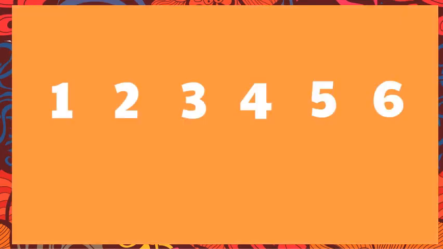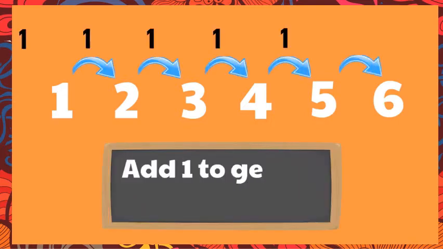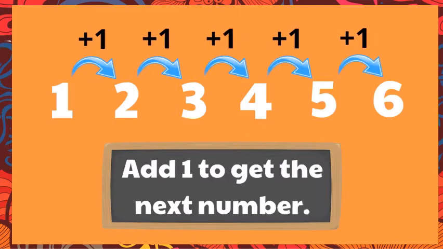All right, we have another pattern here. Instead of shapes, we have numbers in this pattern. The first thing we need to do is find out what makes this a pattern. Look at each of the numbers and see if you can see a pattern. What rule does this pattern follow? Do you know? Yeah, you always add 1 to get the next number. Every number goes up by 1 each time. That's the pattern. Great job.